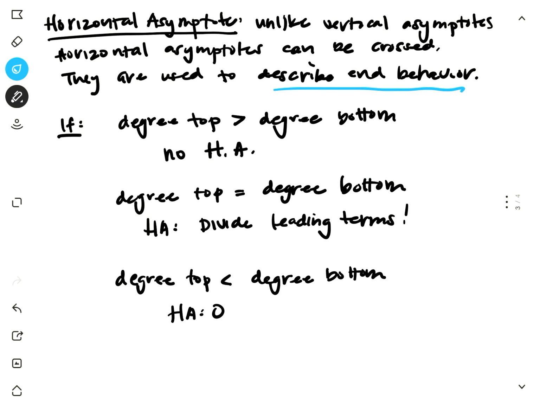So it's pretty easy. If the numerator degree is greater than the denominator degree, there is no horizontal asymptote. So if the top is bigger, no horizontal asymptote. If the degrees are the same, if they're equal, then we have to divide the leading terms. So whatever our highest degree is, we take the top term over the bottom term, and then it'll give us a number that will be our horizontal asymptote. And then the last one is if the degree on the top is less than the degree on the bottom, then we have a horizontal asymptote at 0, which is the x-axis.